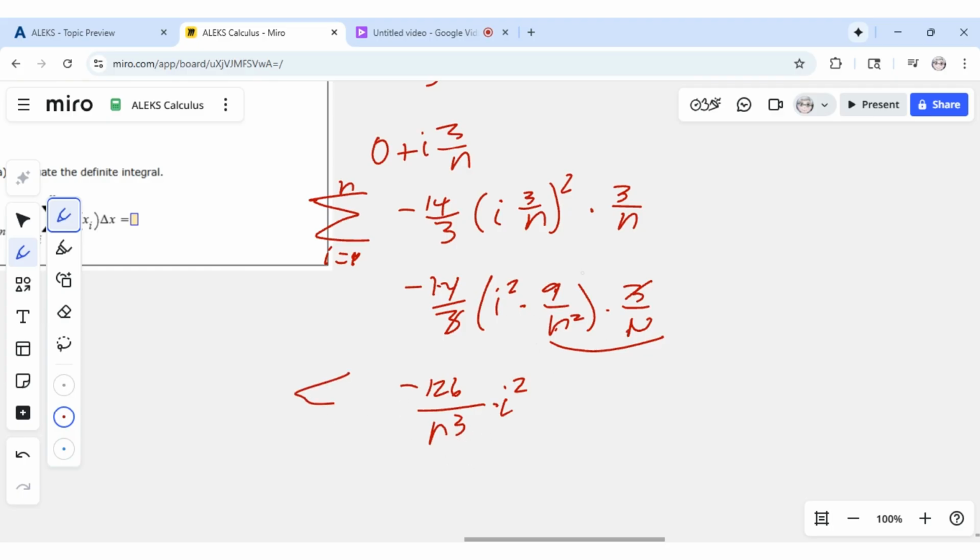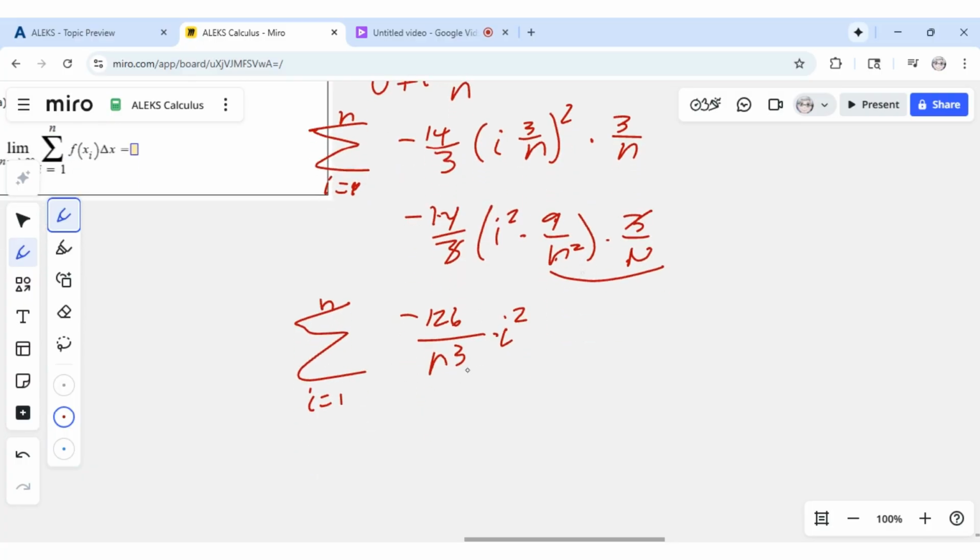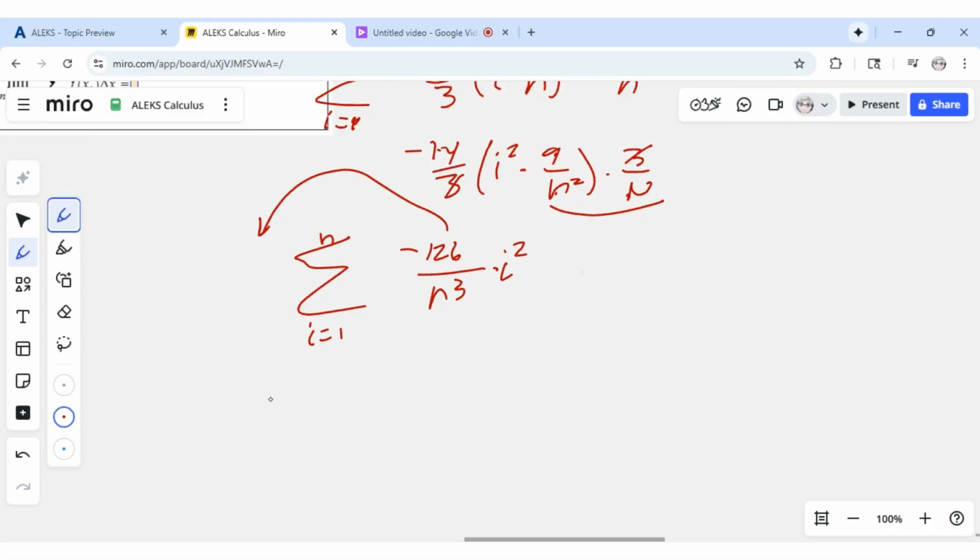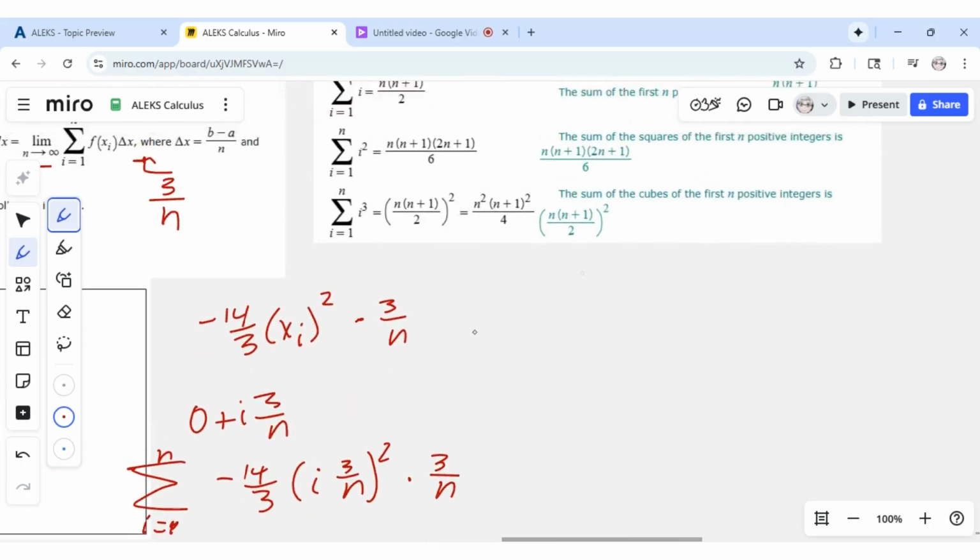Now the reason I did that is because this is a sum, and in this sum, this part right here, negative 126 over n cubed, that's just a number. n is always a number. So this part can be taken and put out front. If you multiply some number by the whole sum, it's the same as multiplying it by each element of the sum. It's just the distributive property. So I can write this as negative 126 over n cubed times the sum from 1 to n of i squared. Now I can use this formula here.